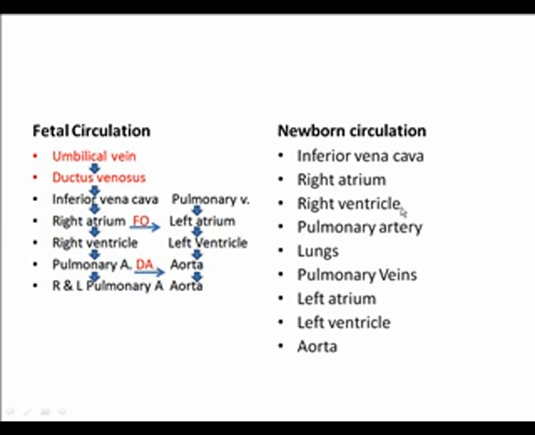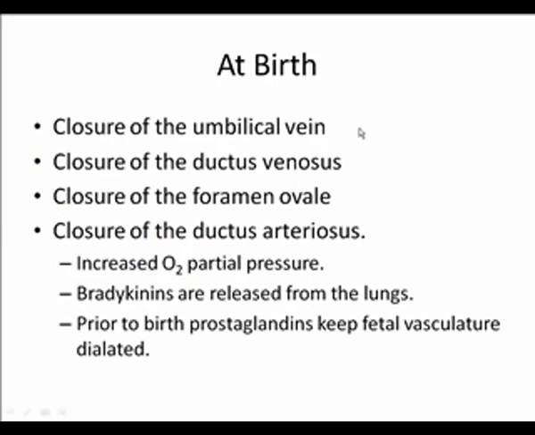So that we'll end up with blood from the inferior vena cava going to the right atrium, to the right ventricle, to the pulmonary artery, to the lungs, to the pulmonary veins, left atrium, left ventricle, and aorta. So these four structures in red are all going to have to degenerate. So at birth, we get closure of the umbilical vein, closure of the ductus venosus, closure of the foramen ovale, and the ductus arteriosus is going to close.